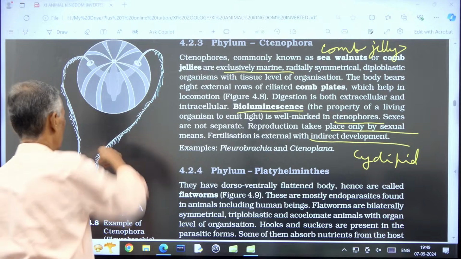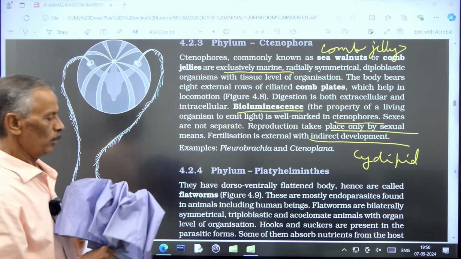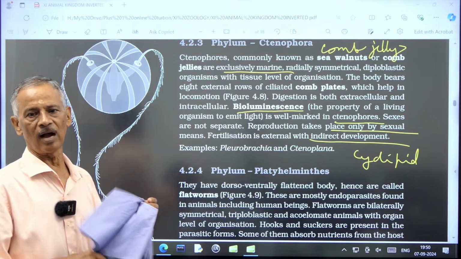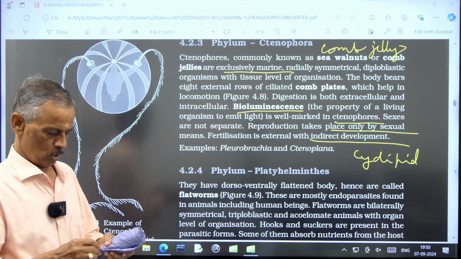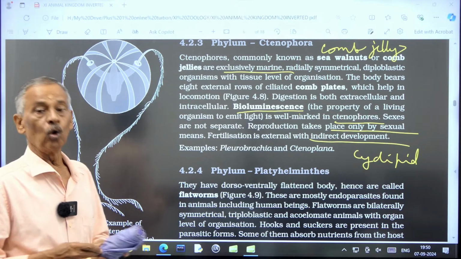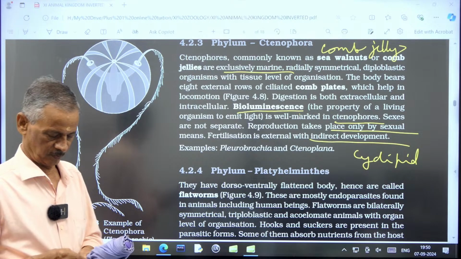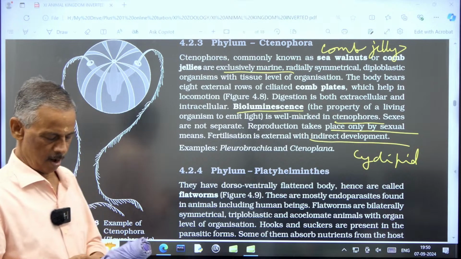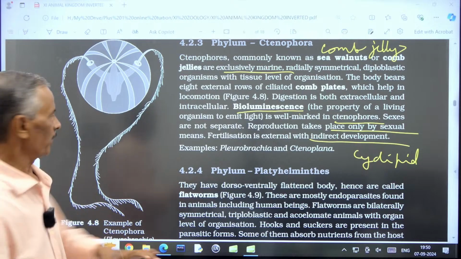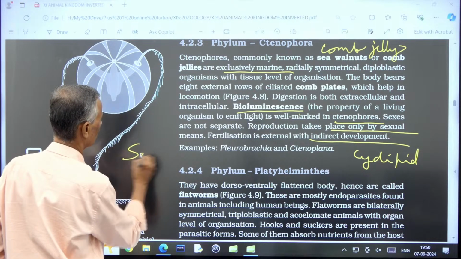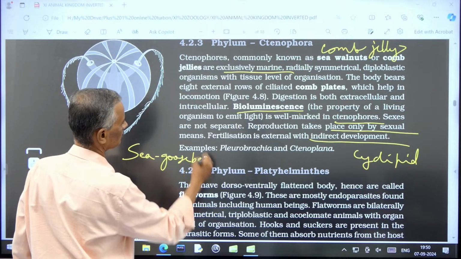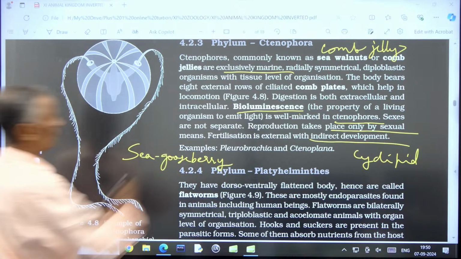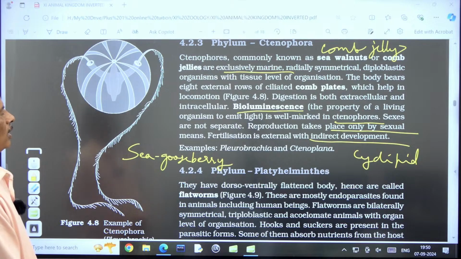Example, Pleurobrachia. Pleurobrachia is commonly called, nicknamed as sea gooseberries. It is commonly called sea gooseberries, just like our nellika. They are rolling in water, so it's called sea gooseberry.